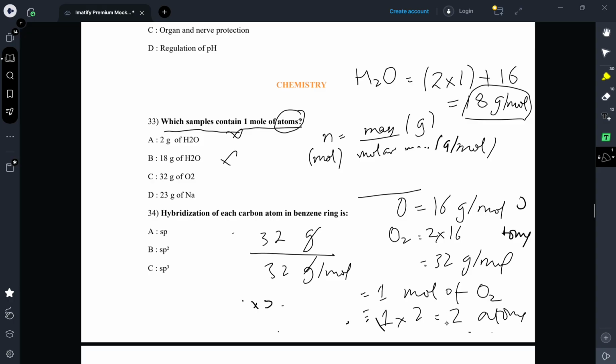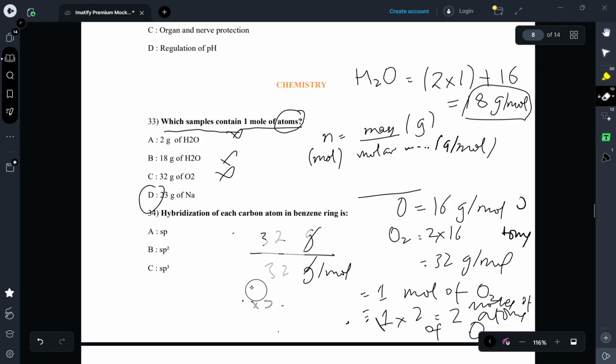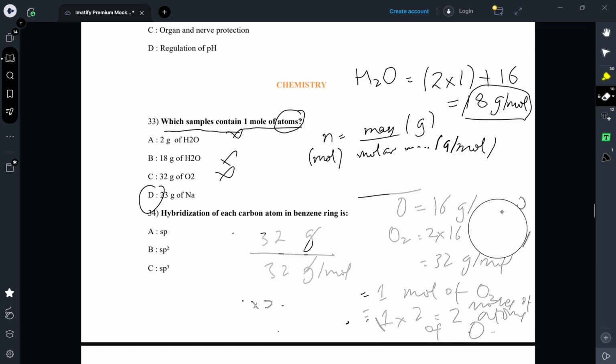So 2 moles of atoms of oxygen. So this one is also wrong. By elimination we can get that D is correct, but to show why D is correct, we can do the same thing with D as well.